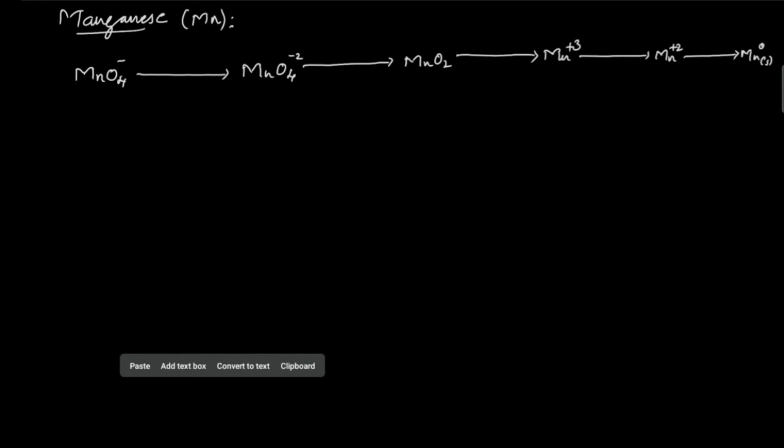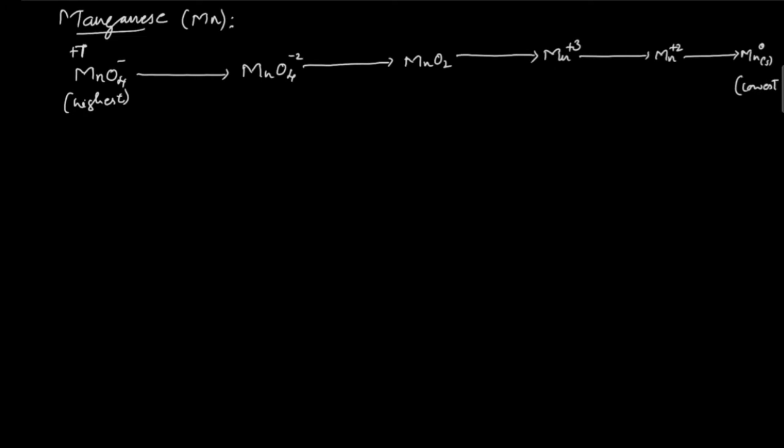Here, the manganese is in the plus 7 oxidation state, which is the highest oxidation state, and 0 is the lowest. We have neglected electrons, H plus, the acidic or basic medium, H plus ions, OH minus ions. Here in MnO4 2 minus, the Mn will be in the plus 6 oxidation state, and this is plus 4 oxidation state, and this is plus 3, plus 2 and 0. This is in the decreasing order of the oxidation number.